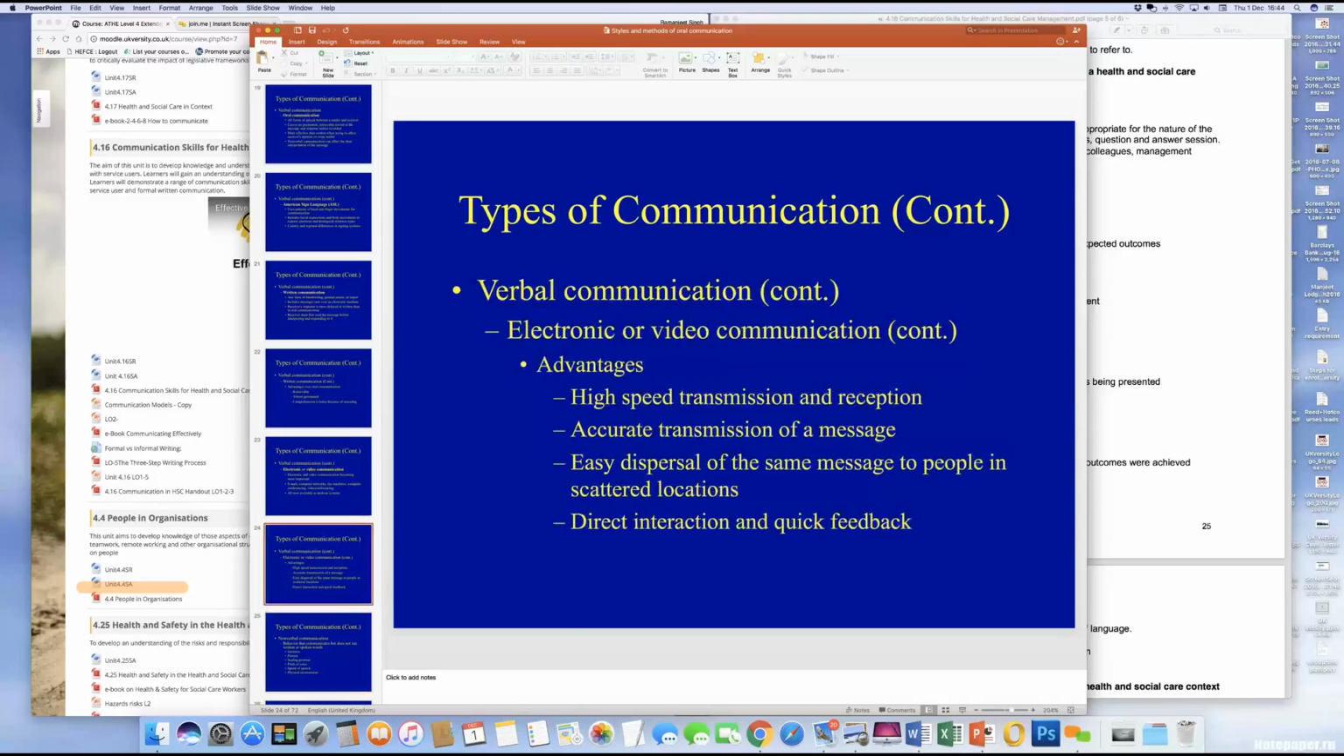Okay. I think one of the tasks of the assignment: you'll have to look at the advantages and disadvantages of a type of communication. When you look at these slides, they will give you some idea of how to pick them up from here, and obviously put them in a tabular form.